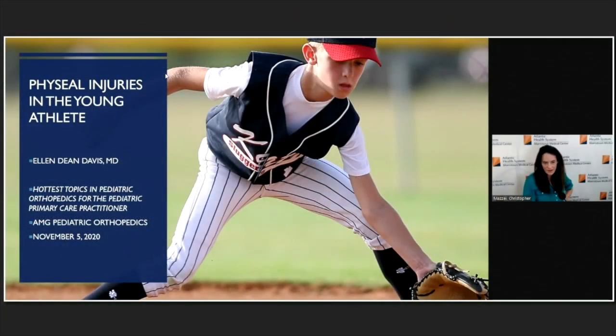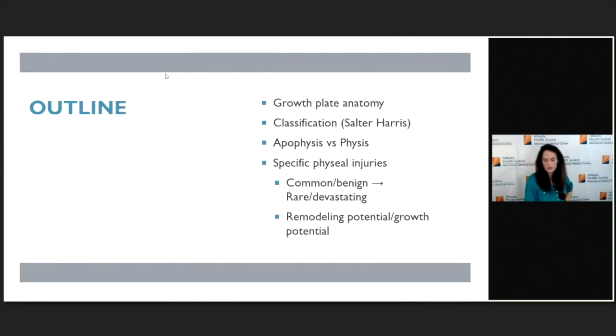It's me again. I'm going to be talking about growth plate injuries in young kids for the next probably 10 or so minutes. So we're kind of moving into the injury section of the symposium here. We're going to look at a little bit of growth plate anatomy and then talk about how we classify these things, and talk about what's the difference between a physis, a growth plate, and an apophysis.